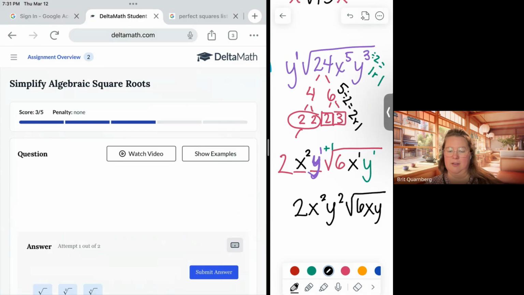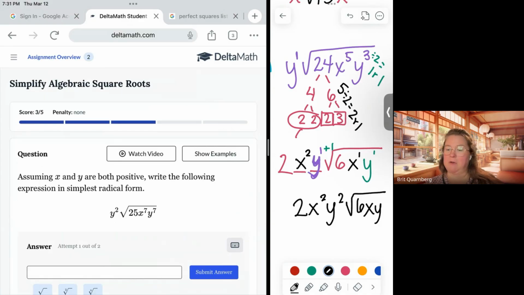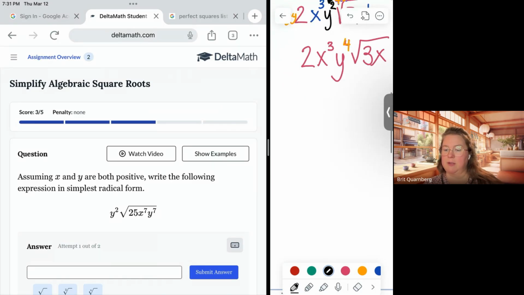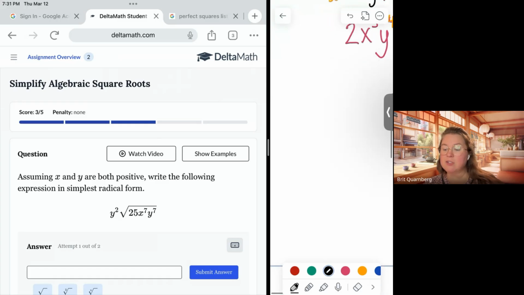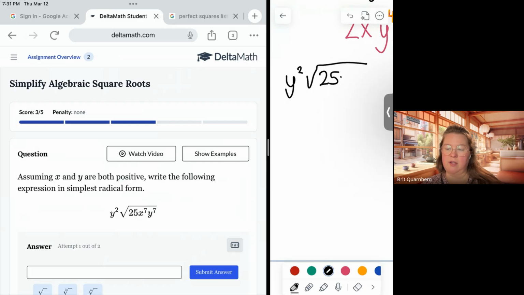Yes. Okay, again, I'm just going to keep on going because I think it's helpful and I would be lost a little bit. And again, if this makes sense to you, just start doing it, but make sure you're not interrupting other people. So y squared square root of 25 x to the 7th, y to the 7th.